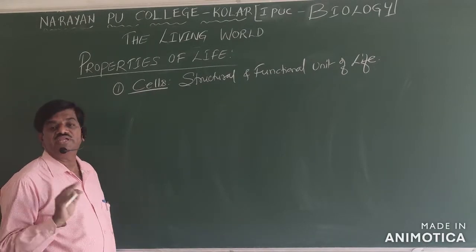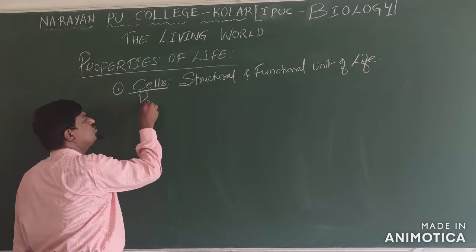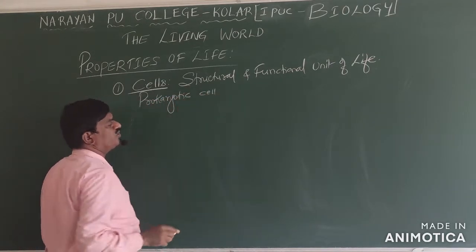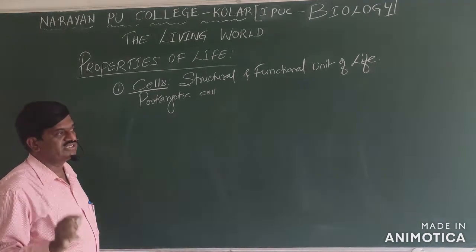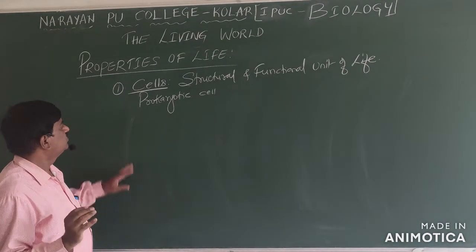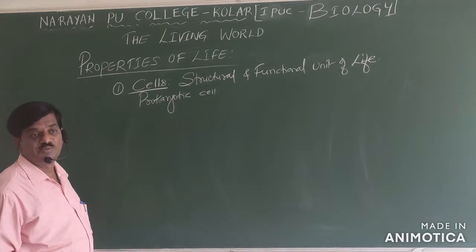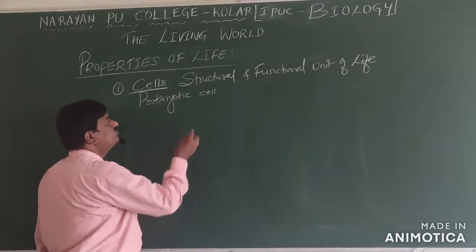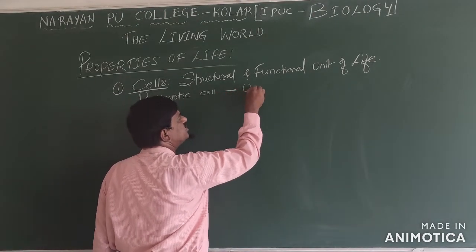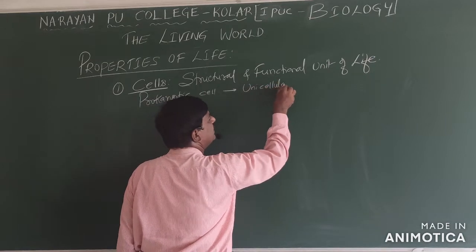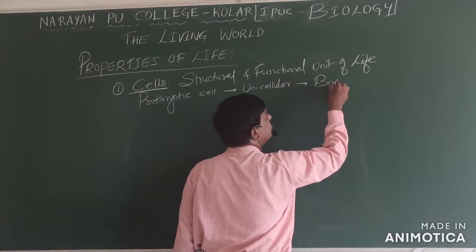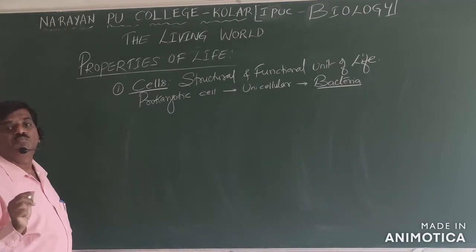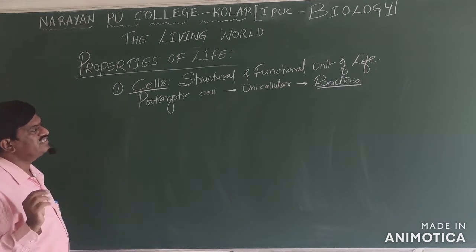Here, cells may be classified into two types. One is the prokaryotic cell. A prokaryotic cell is a primitive, poorly developed cell. Its nucleus is not well developed, and only genetic material is present. Prokaryotic cells are found in unicellular organisms, like bacteria.